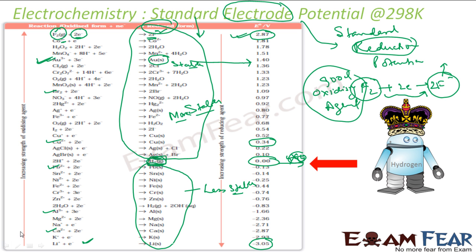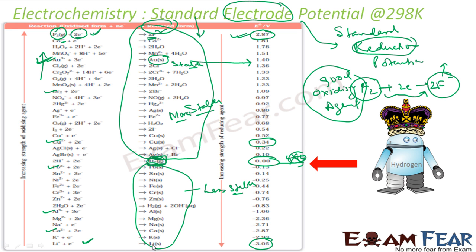Correct? Now if we talk about this, fluorine was a very strong oxidizing agent, as you've seen, because fluorine wants to become F minus. So that means if you go up, the oxidizing capacity increases. Fluorine is a very good oxidizing agent. Here also, if you go down, the reducing agent capacity increases, because Li plus wants to become lithium.